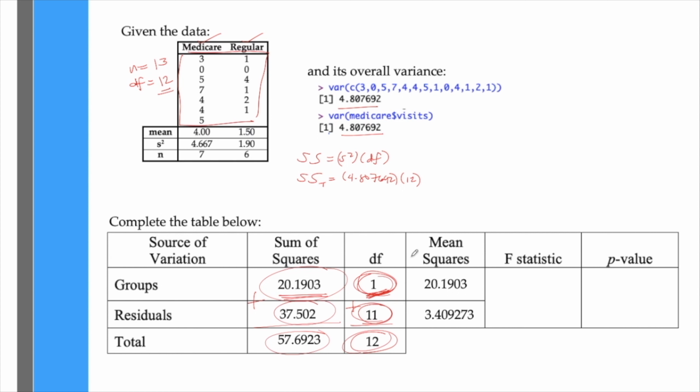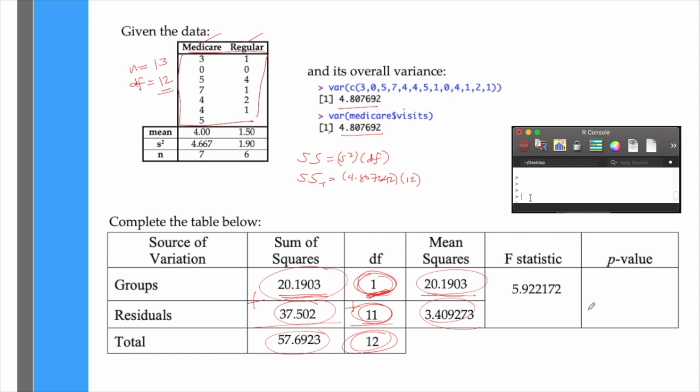And for the F statistic, we just have to divide these two variances, the variance of the groups and the variance of the residuals, which gives us 5.922172. And for the p-value, we may compute using R using 1 minus pf of 5.922172, then the 2 degrees of freedom, which are 1 and 11, which gives us 0.0332.